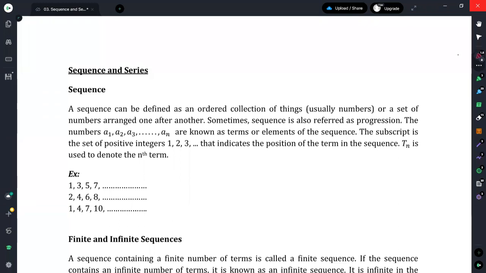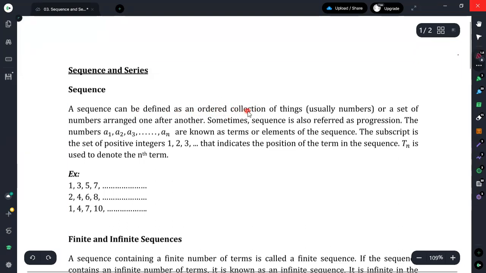In this session, we will have an introduction to sequences and series. First, we'll look at what is meant by a sequence and how sequences and series are formed. A sequence can be defined as an ordered collection of things. Generally, we use numbers. Anyhow, it is defined as an ordered collection.